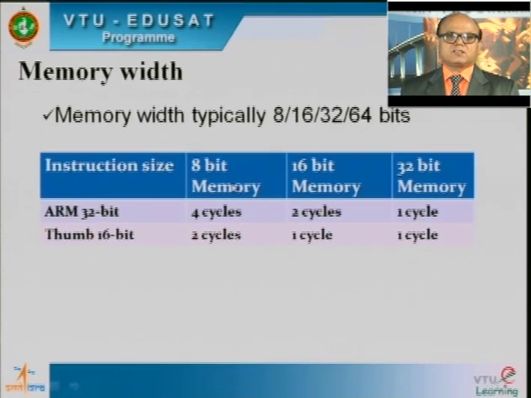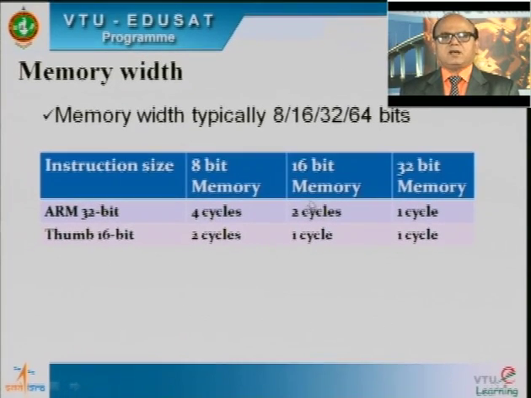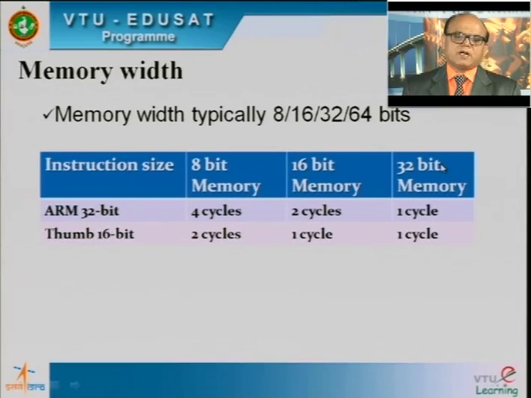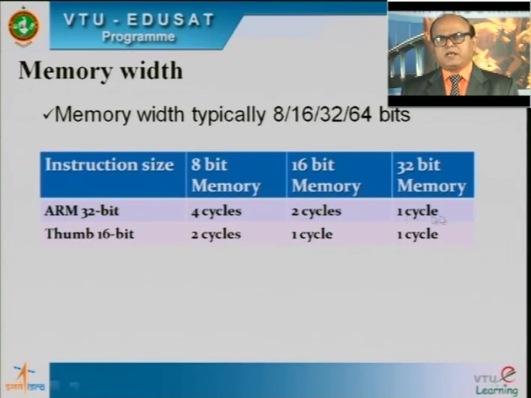So therefore it takes 4 cycles, whereas a 16-bit memory width will take 2 cycles to fetch 4 bytes, and a memory of 32-bit width will take only 1 cycle to fetch 1 word of information. So naturally, looking at this example, I can say that 32-bit memory is always best suited because it takes only 1 cycle, therefore throughput will be higher and I get good performance.